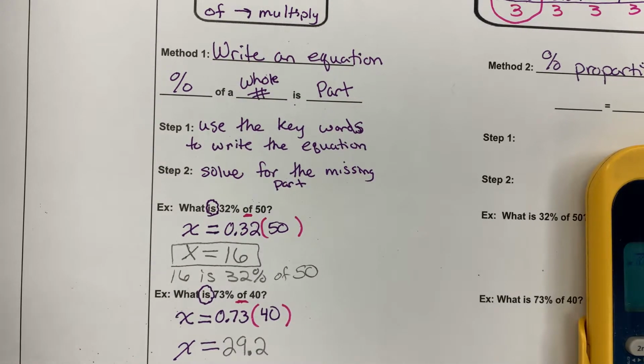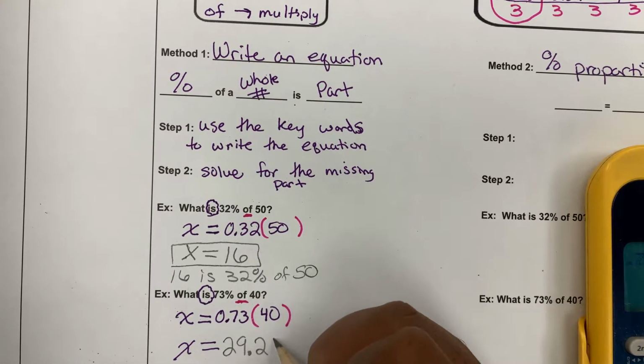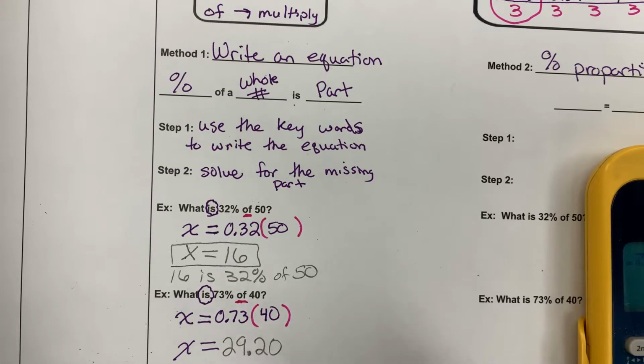All right. So let's say I was shopping, and while I was out, I saw these really cute boots, and they were on sale for 73% off. And I was like, woohoo! That would mean they would be taking off $29.20. That is a steal for sure.